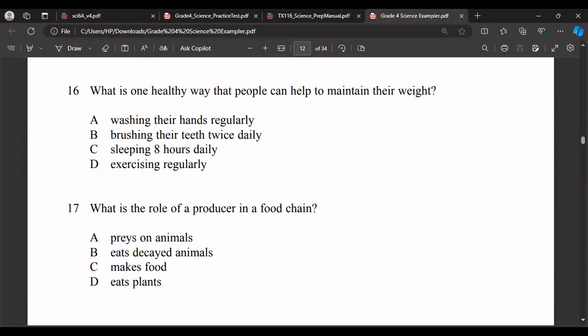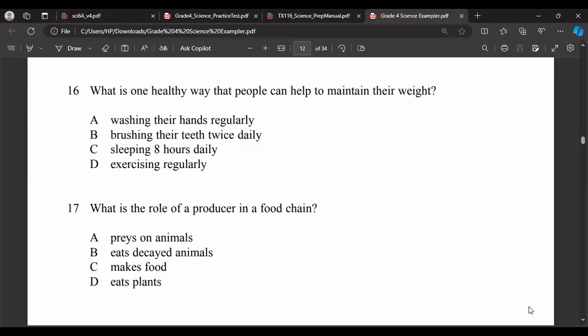D. Exercising regularly. Correct. How about sleeping 8 hours daily? Is that bad? No. It's not bad, right? But that doesn't help with exercising. It doesn't help with weight loss, but it helps with healthy living. Okay. Yeah, all the other options are good, but for weight loss, it's exercising. That is the answer. Great.